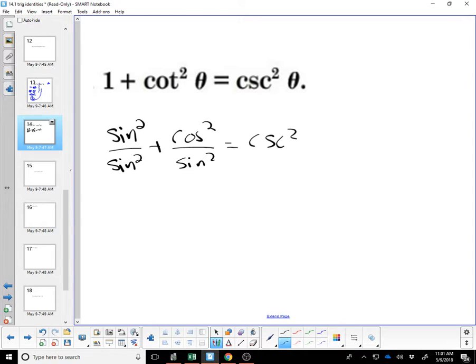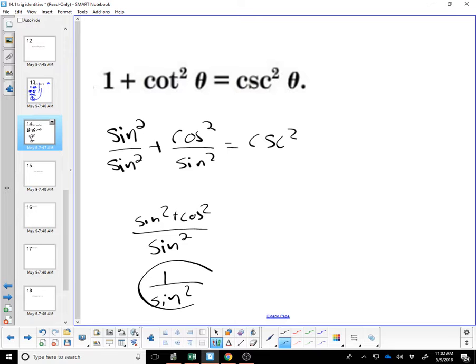You're good. Keep going. So you combine them. Denominator being sine squared. And then sine squared plus cosine squared. And then you said, oh, that's just 1. So 1 over sine squared. And they said, oh, that's the definition of cosecant squared.